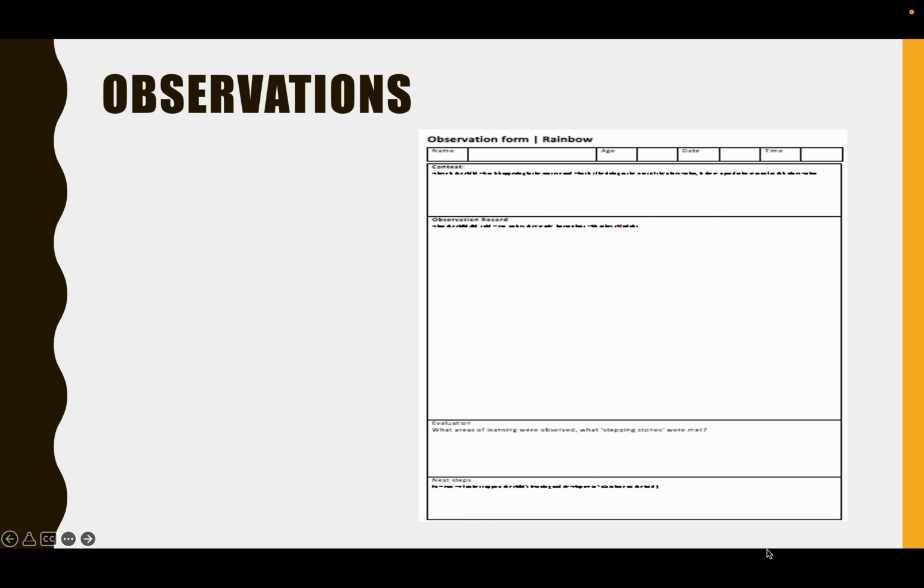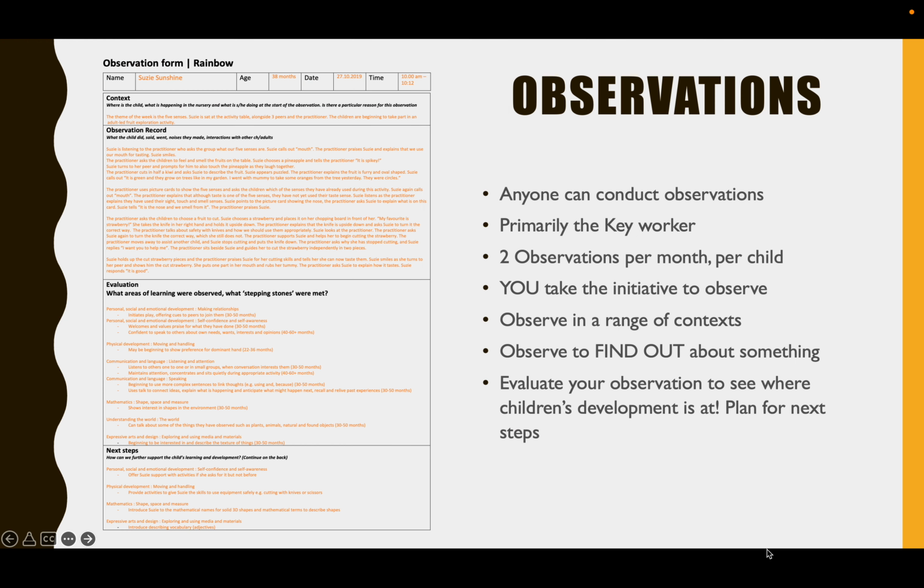So here's an example of a blank observation form. As I said, you should be having 2 of those per month. And here's one that's been completed. The child's name here is Susie Sunshine. She's 38 months old. As I said, anyone can carry out the observations. However, they are primarily carried out by the key worker. We talked about 2 observations a month.